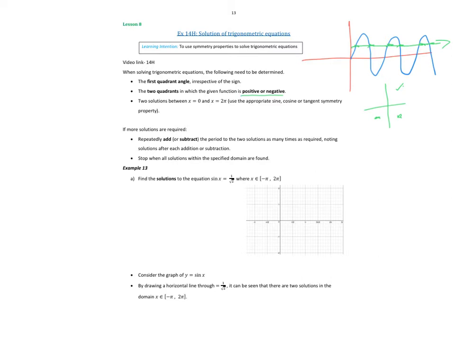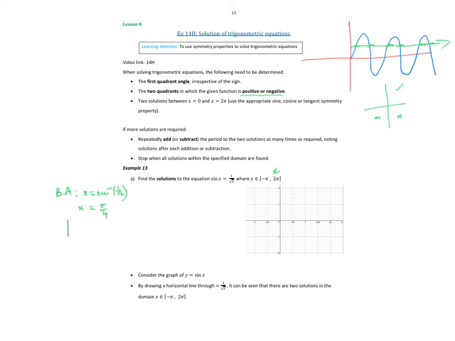First things first, let's find the solutions to the equation sine x equal to 1 on root 2. The first quadrant angle, or what I call the base angle, is where x is equal to sine inverse of 1 on root 2. In other words, sine of what angle is equal to 1 on root 2, and that's pi on 4. Because my domain is in radians, my answers will be in radians.